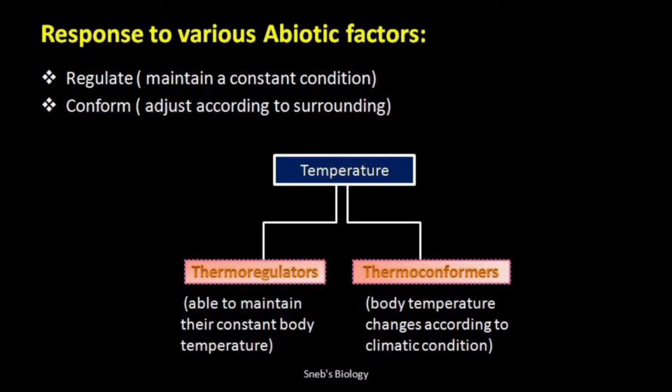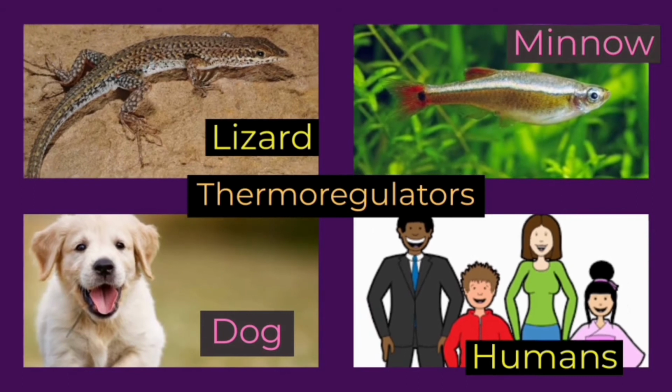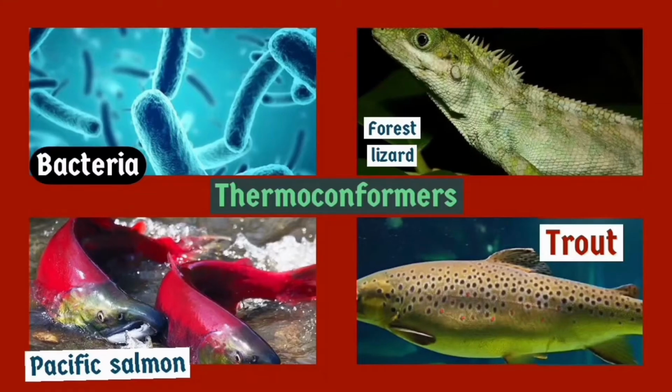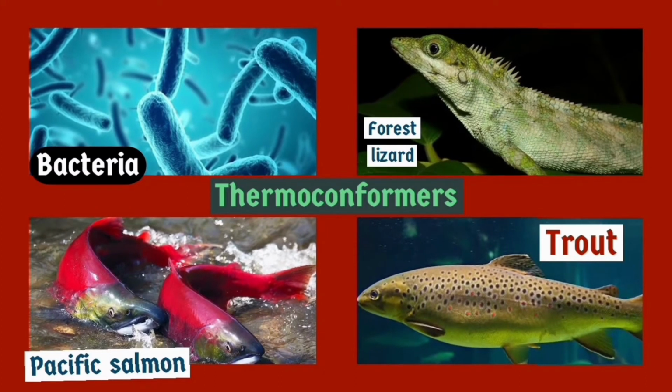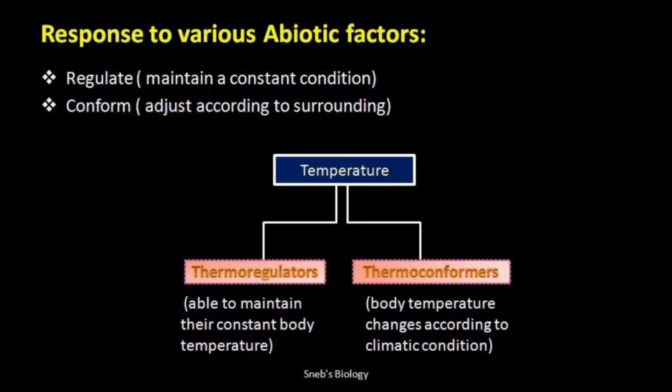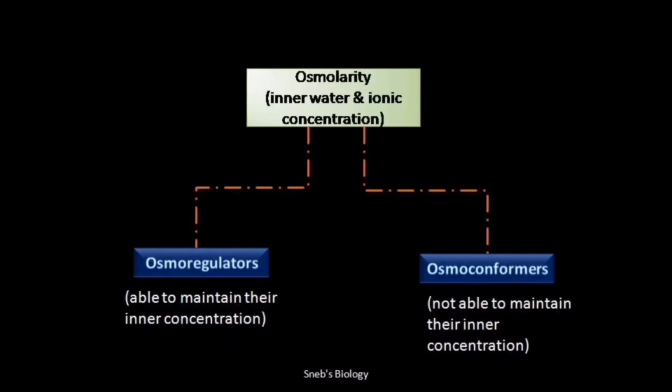So if we are talking about the factor temperature, there are animals who are able to maintain their constant temperature. They are known as thermoregulators. And there are some animals who are not able to regulate their constant body temperature. Their body temperature changes according to the climatic condition. That means if the outer temperature is slightly lower, their body temperature will also get lower. If the outer temperature is higher, then body temperature also slightly rises. So they will be called thermoconformers. Clear?